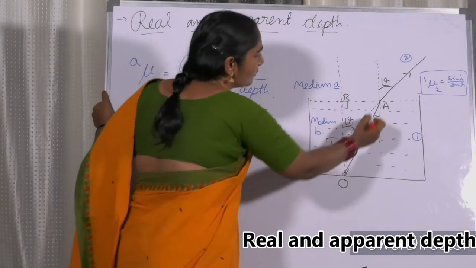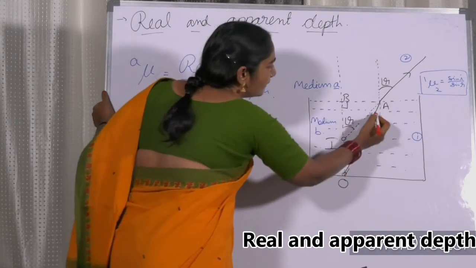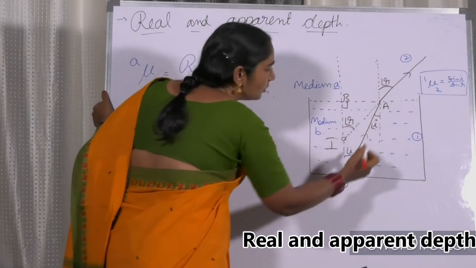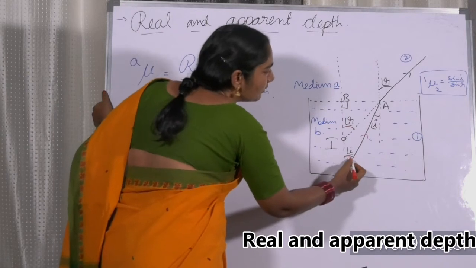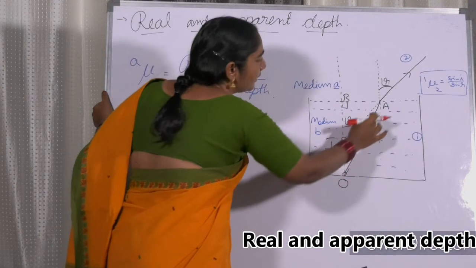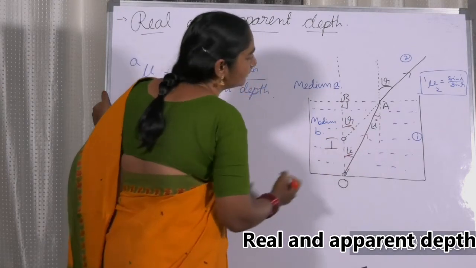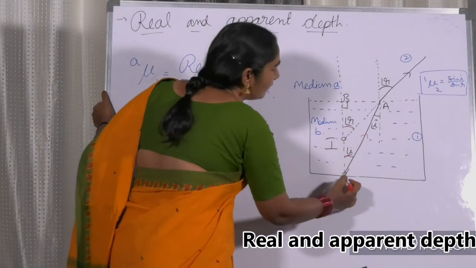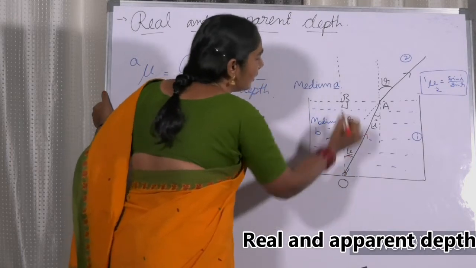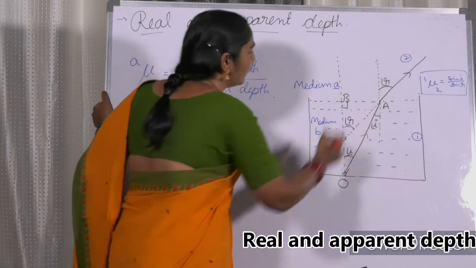Now my dear friends, see here. These two are parallel lines and this is the angle of incidence. So this is also the angle of incidence because these two are alternate angles, and alternate angles are equal. So this angle is also angle I. Now you have another right angle triangle, OAB.